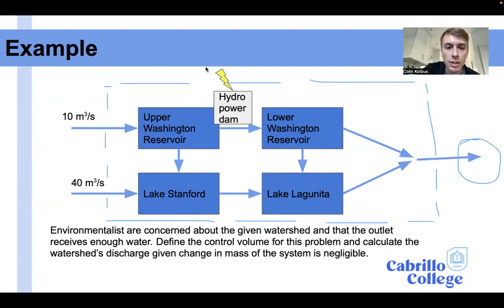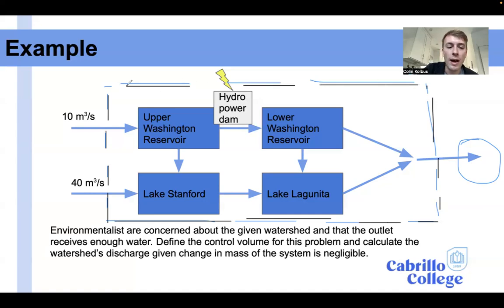Let me see if I can change the color here. Yeah, there we go. The entirety of this watershed. And so now my control volume is a lot simpler. I have two inputs to my system, and then I have one output of the system. The question has told me that dm/dt, the change in mass of the system over time, is negligible. And so if you remember that first equation that we had, this is basically zero.